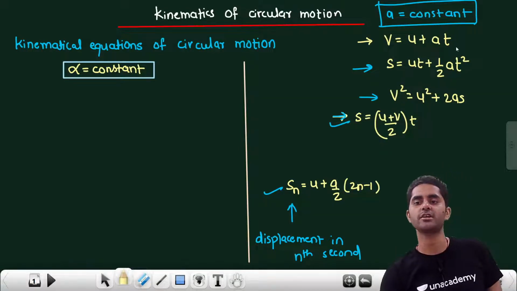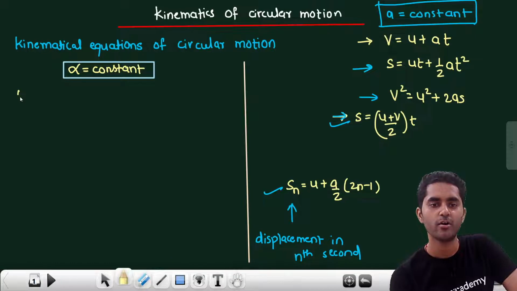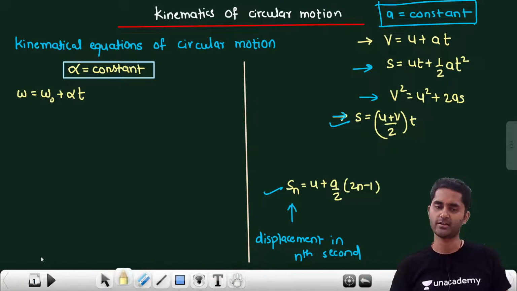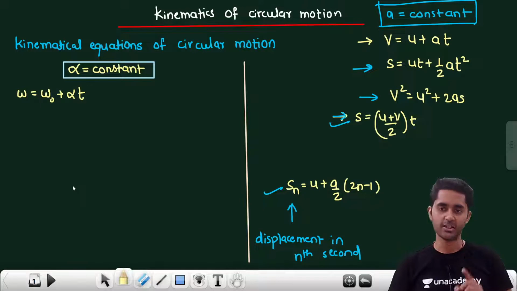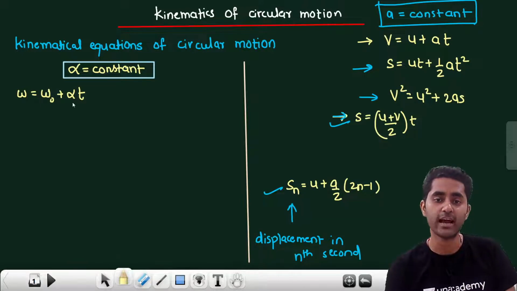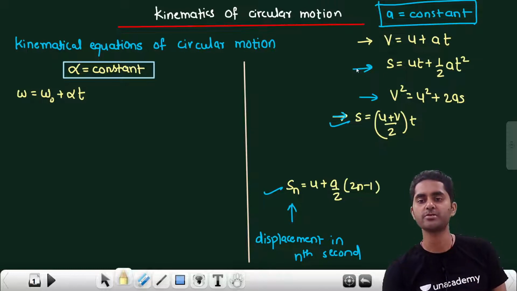Now, what are the equations? Look at the first equation: v is equal to u plus at. We will write here omega is equal to omega naught plus alpha t. Same equations you have to write. Omega is the final angular velocity, omega naught is the initial angular velocity, alpha is the angular acceleration and t is time.